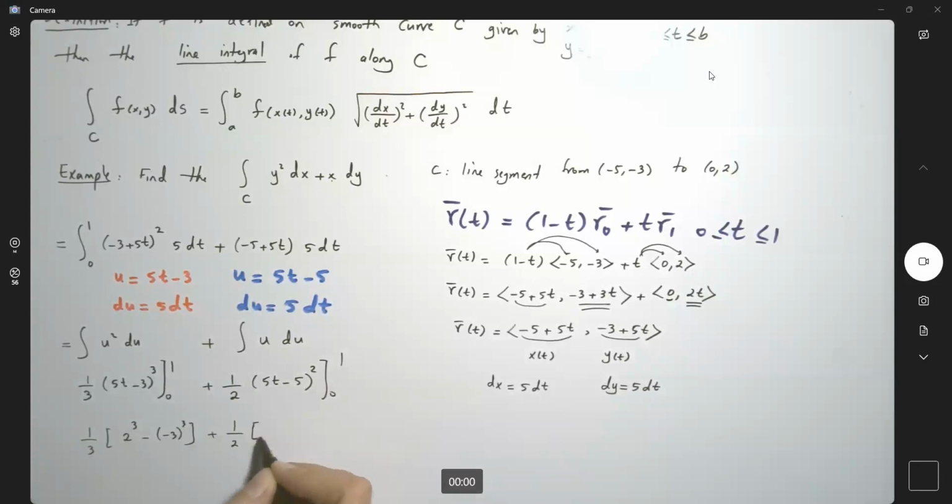If I plug in, for example, 1, I get 0 squared. And if I plug in 0, I have negative 5 to the second. So if I simplify this, I should get negative 5 over 6. This is my line integral.